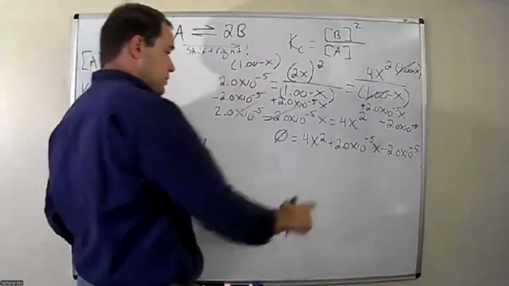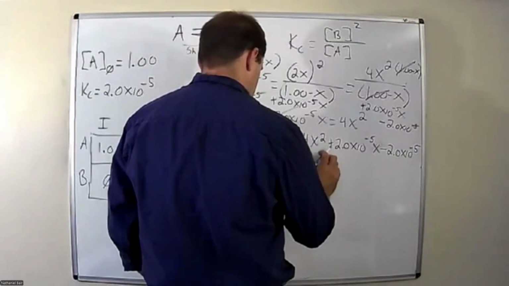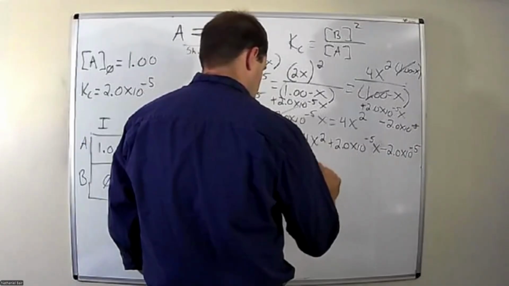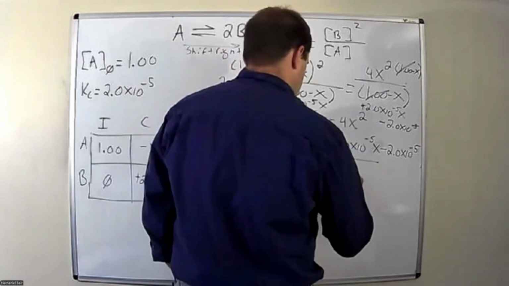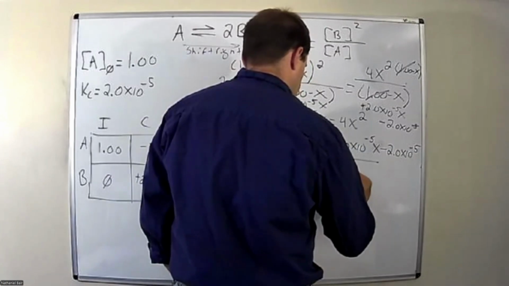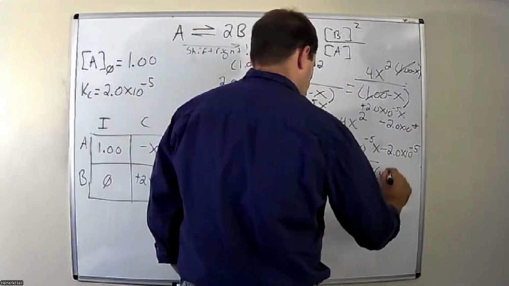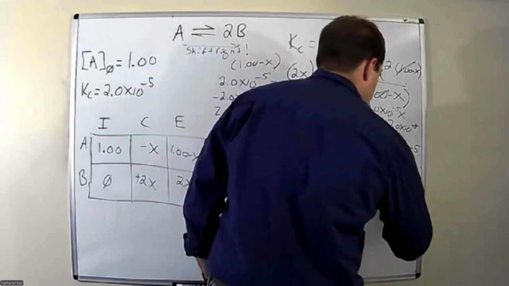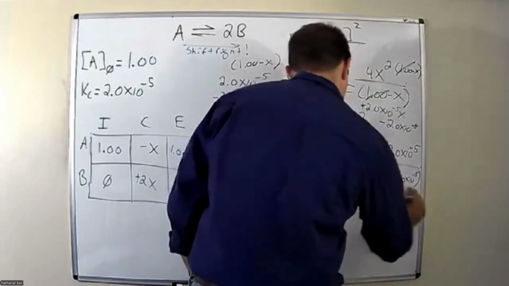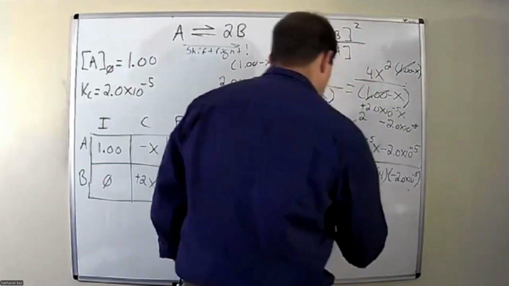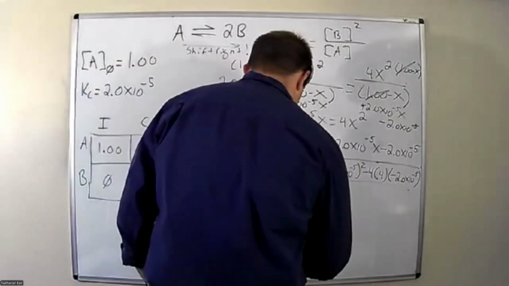So negative b, that's negative 2.0 times 10 to the negative fifth, plus or minus the square root of b squared, so 2.0 times 10 to the negative fifth squared, minus 4 times a, which is 4, times c, which is negative 2.0 times 10 to the negative fifth, all over 2a, which is 4. And now I'm going to try to get what's under the radical here.